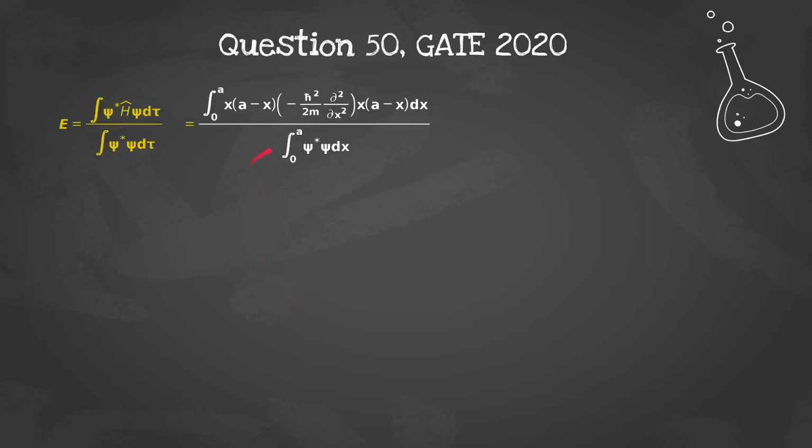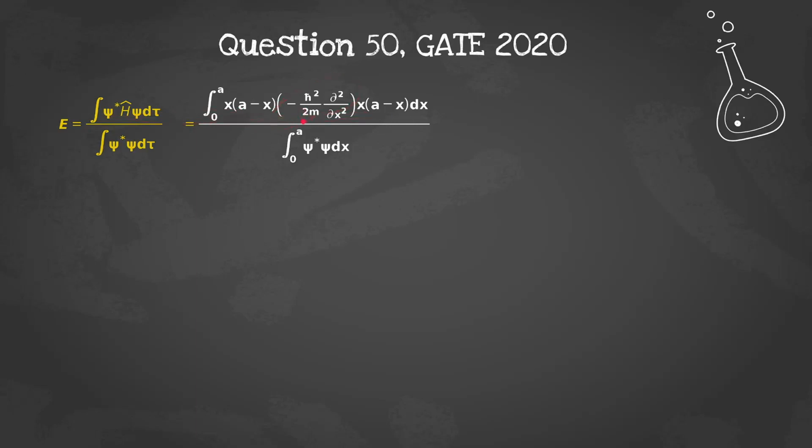For that, let's go with the formula that is there. So we substitute the psi value here. Psi star, as psi has no imaginary counterpart, so psi star and psi will be equal. So that's why it is written in both positions of psi star and psi.